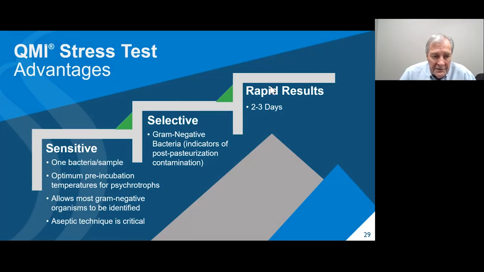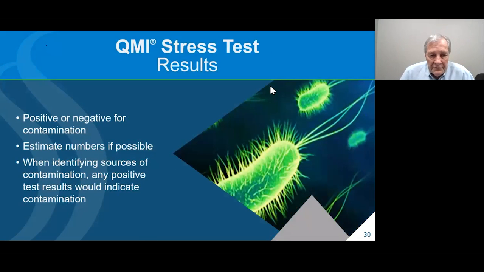The QMI advantage for doing the stress test: 1 bacteria per container can be identified. We can identify gram-negative bacteria, and we have rapid test results, 2 or 3 days. Again, what we're looking for is gram-negative bacteria. The test results are either we find gram-negative bacteria or we don't. And if we do find them, we need to take action.